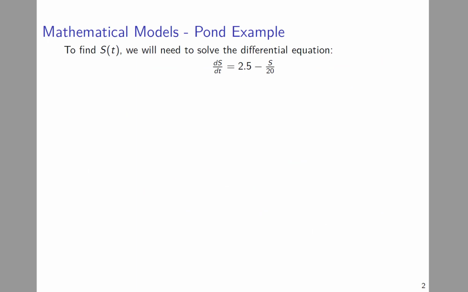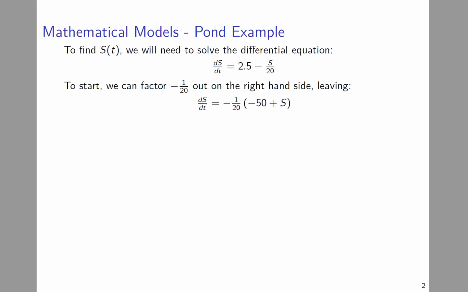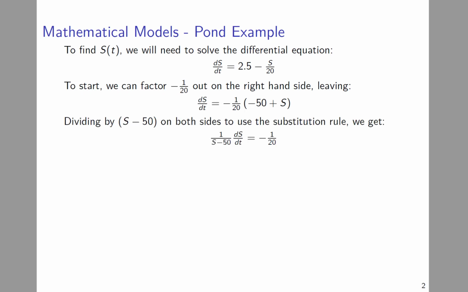And to find S of t, we will need to solve this differential equation, dS/dt equals 2.5 minus S over 20. To start, we can factor out negative 20 from the right-hand side, leaving dS/dt is negative 1 over 20 times negative 50 plus S. And dividing by S minus 50 on both sides so that we can use the substitution rule gives us 1 over S minus 50 times dS/dt equals negative 1 over 20.